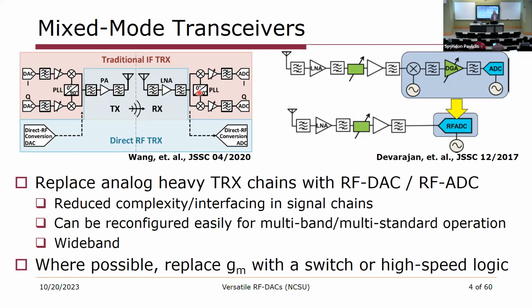This gives us reduced complexity in our interfacing and signal chains, and it can be reconfigured easily if we want to operate in a multi-band or multi-standard operation. They're inherently wideband because we have high impedance interfaces everywhere except at the antenna. So the principle here is that where possible, we're going to replace transconductors or GMs with switches and high-speed logic.